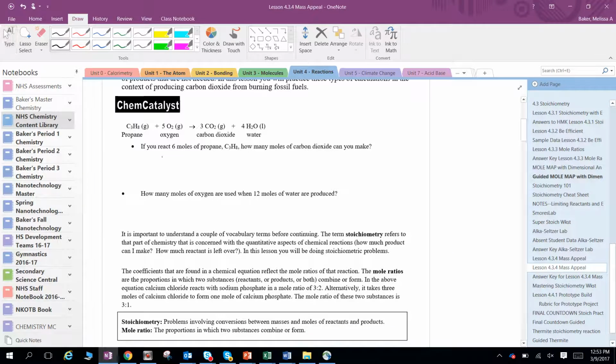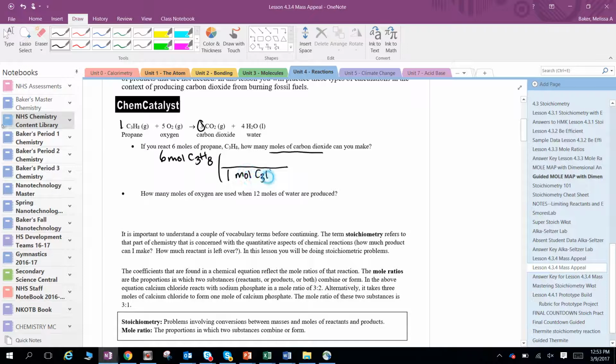It says if you react 6 moles of propane, then how many moles of carbon dioxide can you make? Well, check it out. For every 1 mole of propane, we actually make 3 moles of carbon dioxide. So if we have 6 moles of propane, we can make 3 times that.